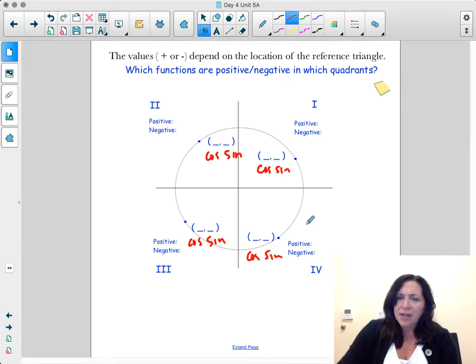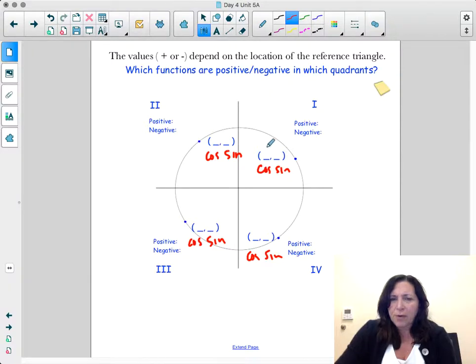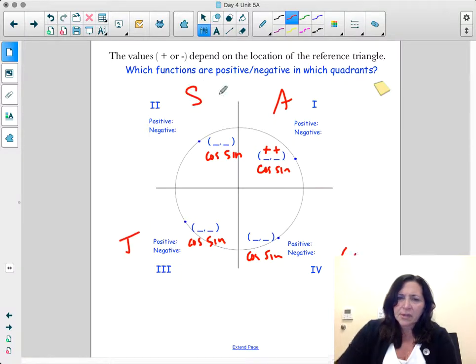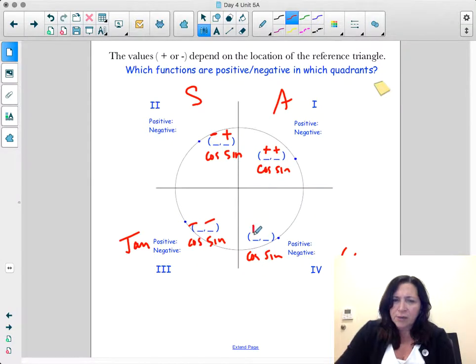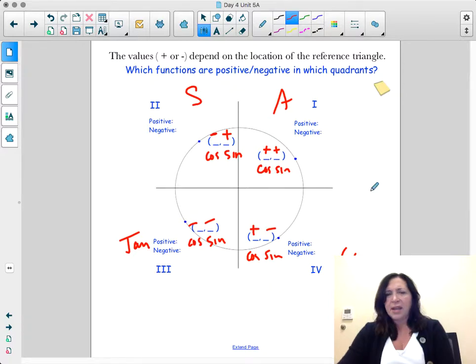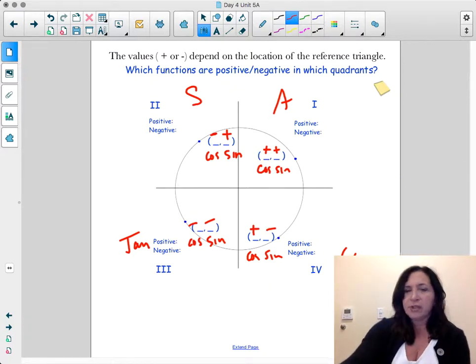So positive and negative functions. In this quadrant, both of these are positive. In this quadrant, see, all students take calculus. In this quadrant, sine's positive. So that means everything else is negative. In this quadrant, only tangent is positive, which means that both cosine and sine are negative. In this quadrant, only cosine is positive. So that means sine is negative. So that's just a little trick to show that.